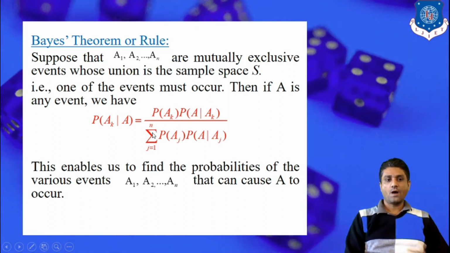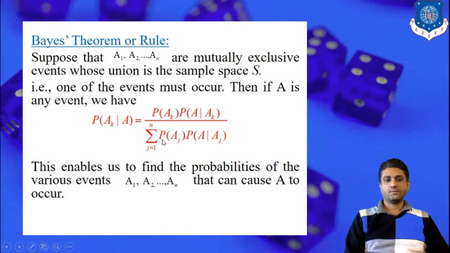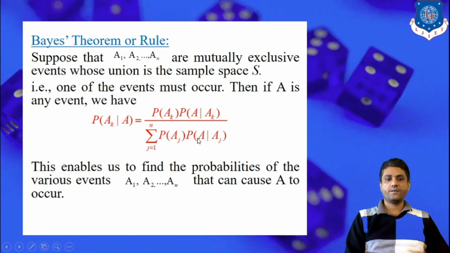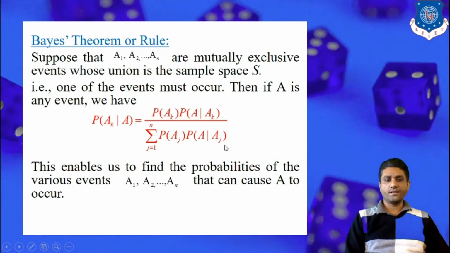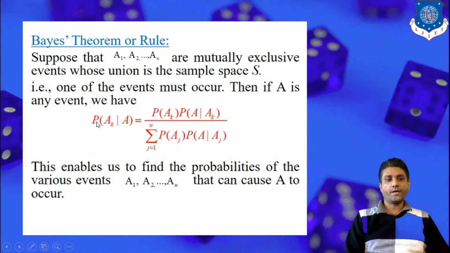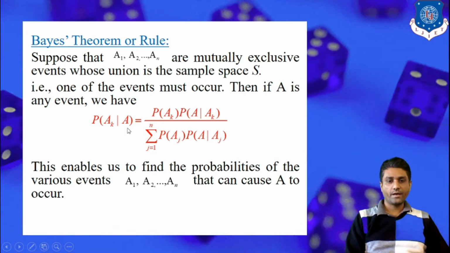AK upon the summation of J running from 1 to n, probability of AJ into probability of A given AJ. In the next few minutes, we will see how we can find this probability of AK given A.